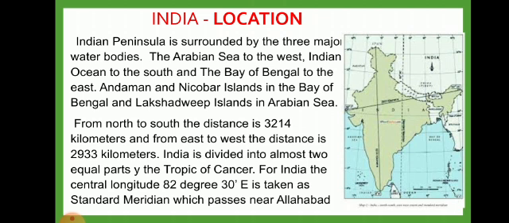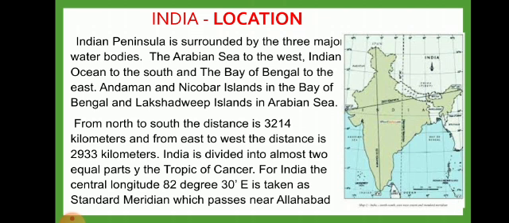Now let us see the distance. From north to south, the distance is 3214 kilometers, and from east to west, the distance is 2933 kilometers. India is divided into almost two equal parts by the Tropic of Cancer.